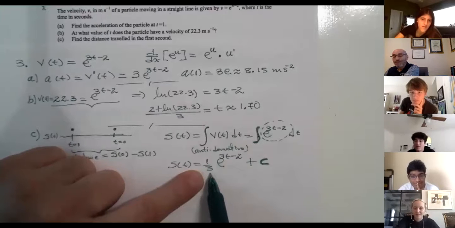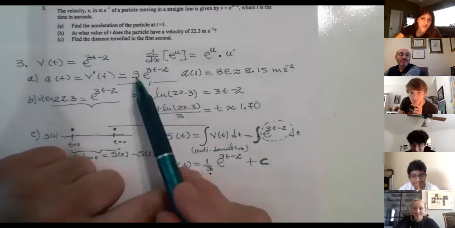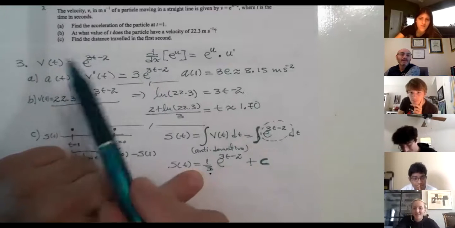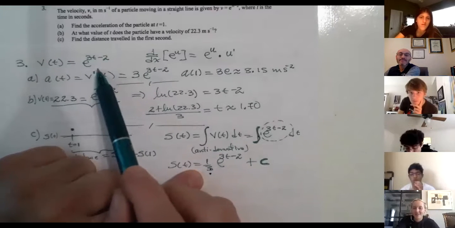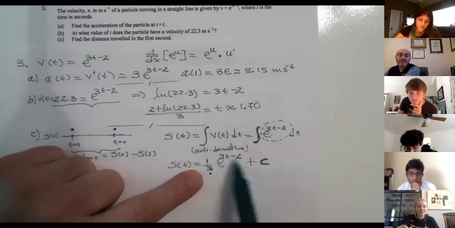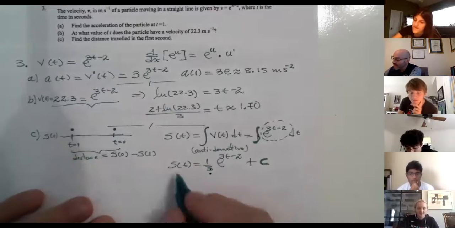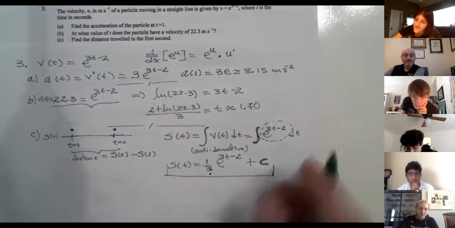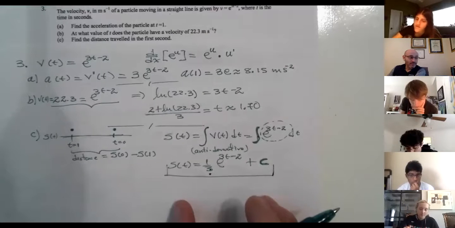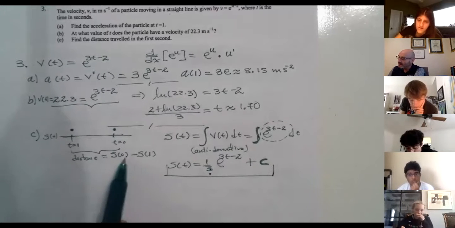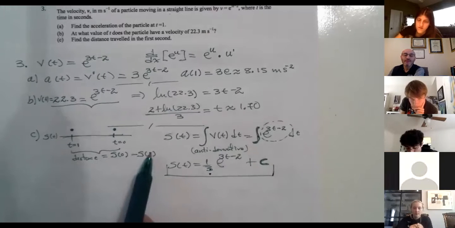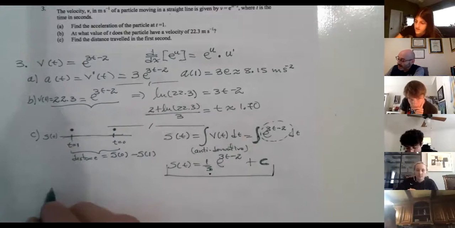Okay. So when you multiply by 1/3, this 1/3 and that 3 go away, and what you get is the velocity. Okay? That's why the antiderivative of this is the position, right? Now that's just the position. We need this difference, s of 0 minus s of 1. So I need to find that.